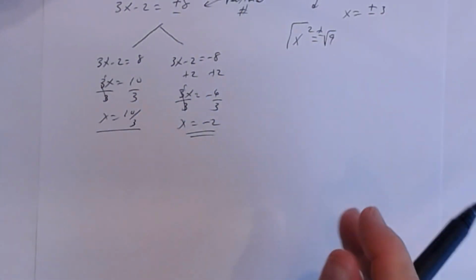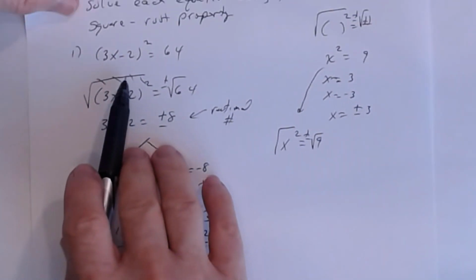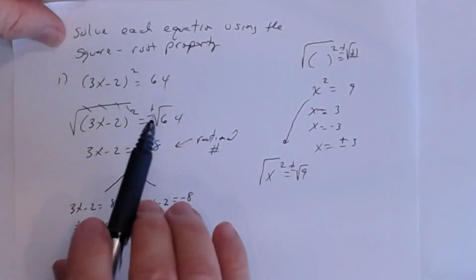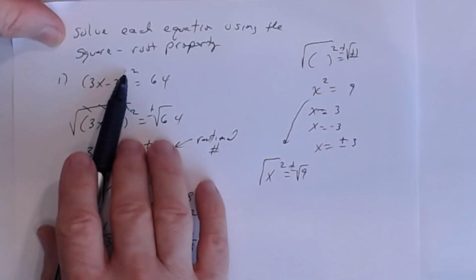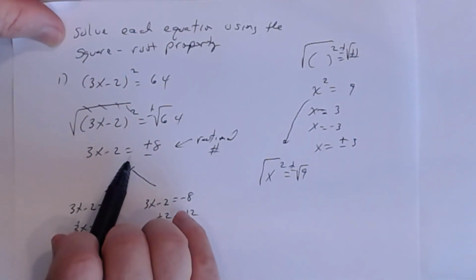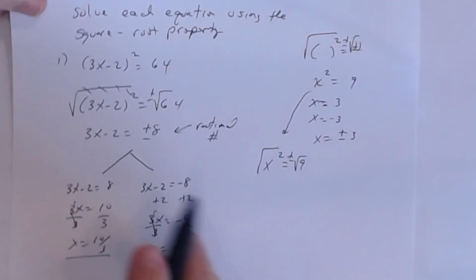All right, so that's number 1. That's solving a quadratic equation using the square root property. Now remember, in order to use the square root property, it's got to look like this. You have to have some expression squared equal a number.